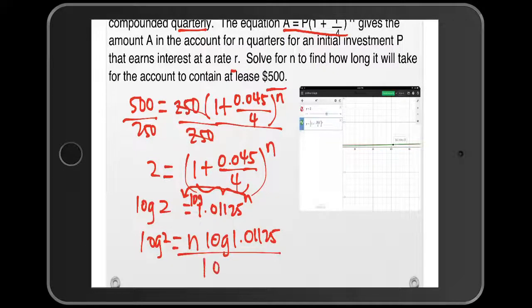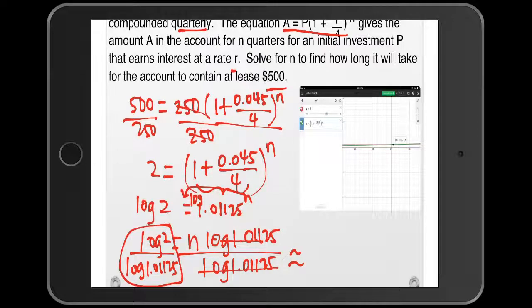Finally, we're going to divide by the log of 1.01125 on both sides. And that will give us n by itself, which is this right here. And then using a calculator to help us get the answer, you should have n is equal to approximately 61.96, and that's in quarters. So to convert this into years, we're going to divide it by 4. That will be approximately 15.5 years would be our answer.